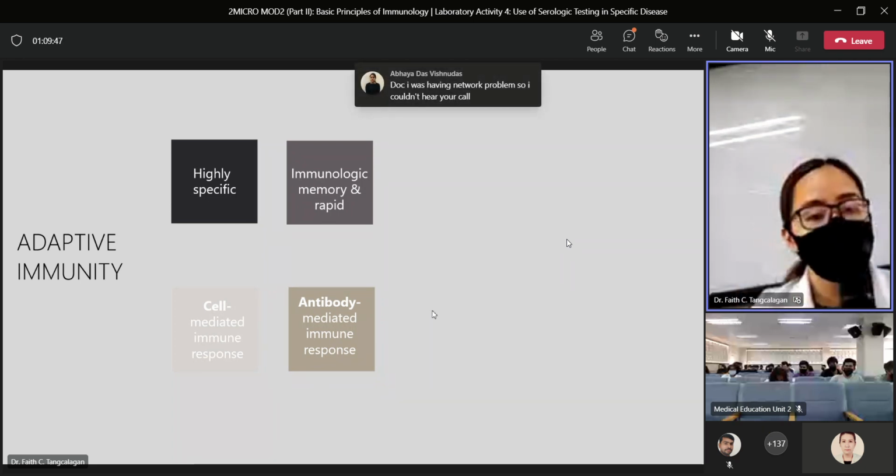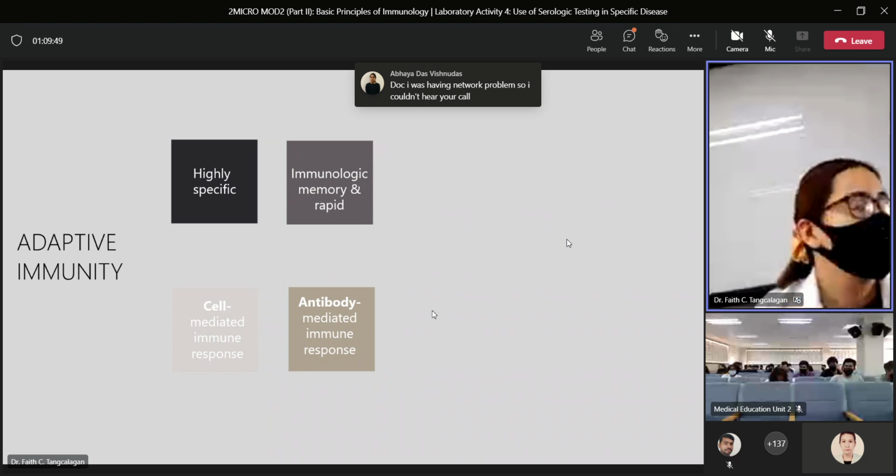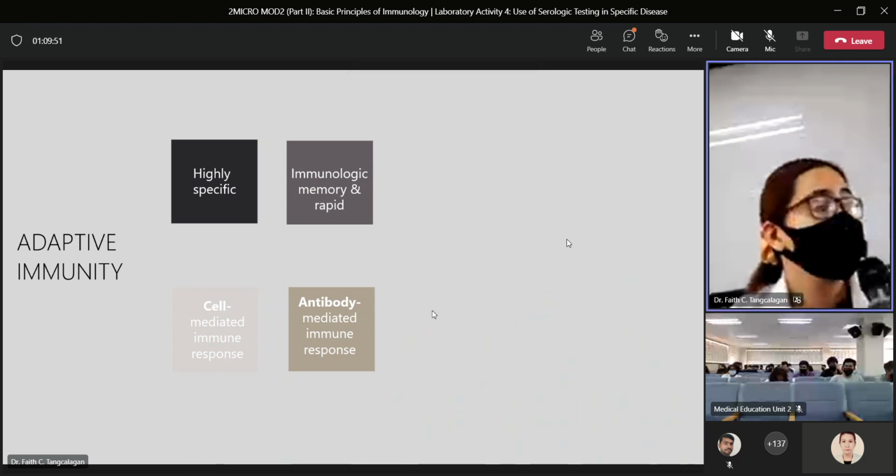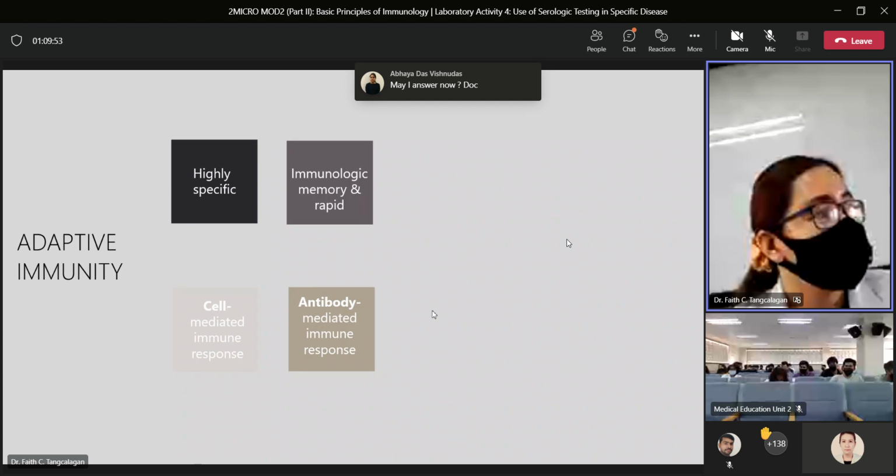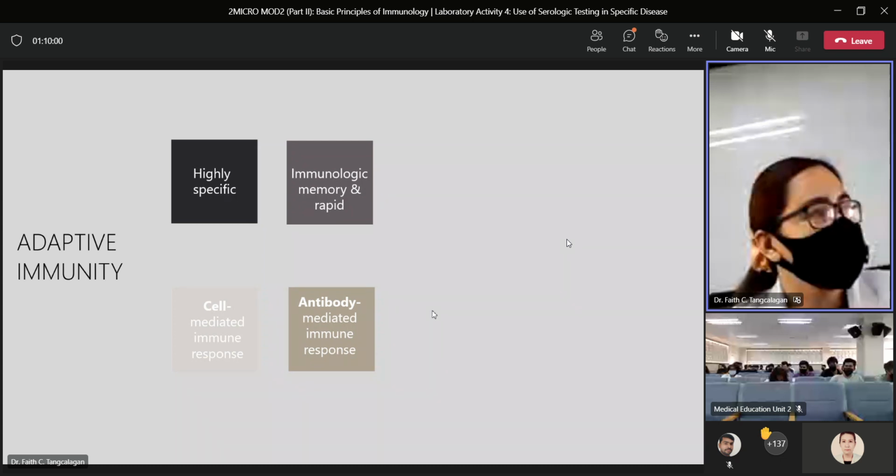So what's adaptive immunity? Immunity that we get adapted once we're exposed to an infection, for example measles. Once we're exposed to it, we develop adaptation to the infection, and after that we get adapted to that particular kind of antigen.